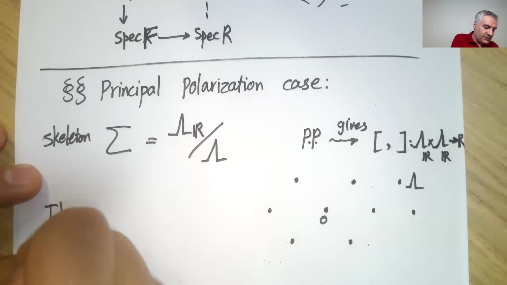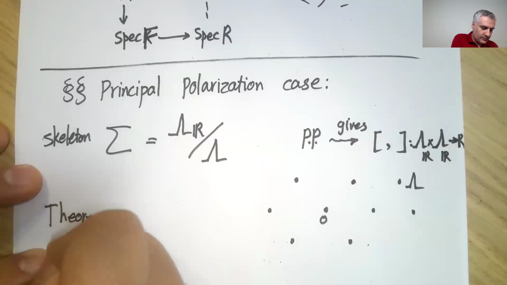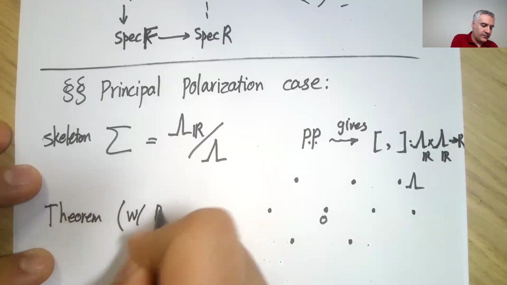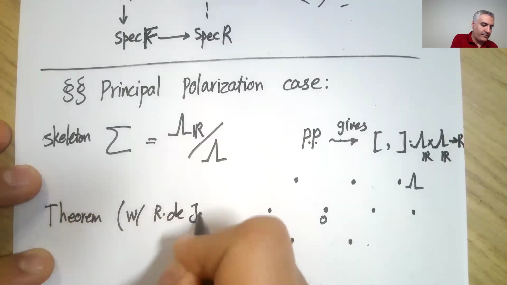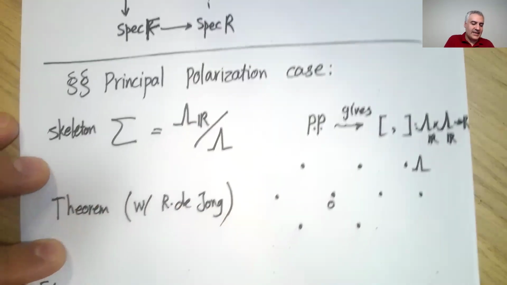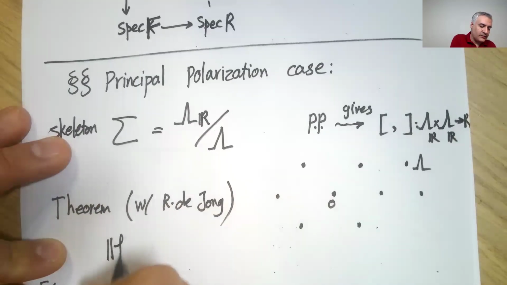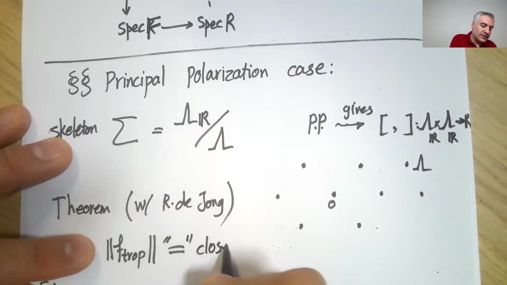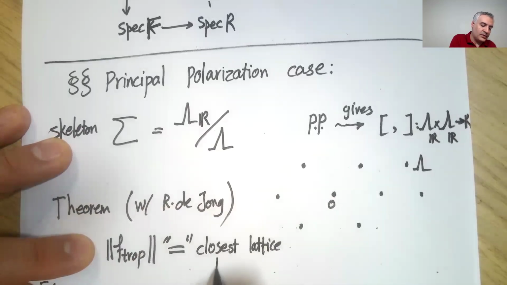Okay, so the second theorem, again with Robin de Jong, says that essentially this F trop, which up to now I've just claimed exists, is essentially the closest lattice point function.